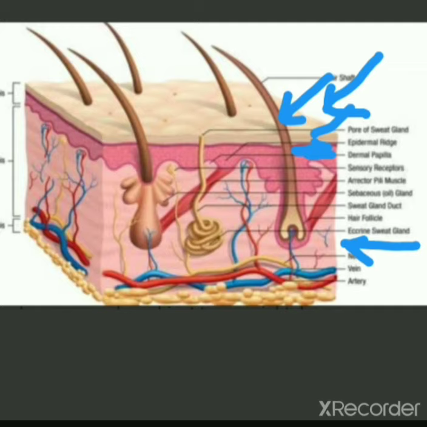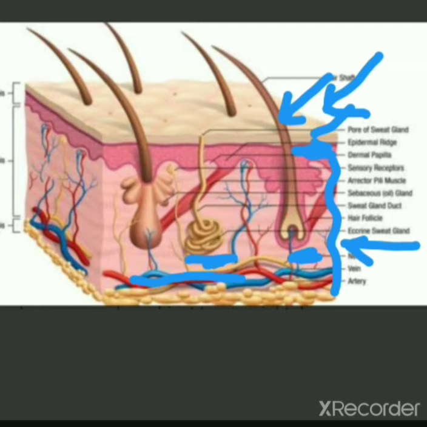Second, the inner layer of the skin, called the dermis layer. The dermis layer contains many structures. Number 1, sweat glands. Number 2, hair follicles. Number 3, blood vessels. Number 4, sensory nerves. Number 5, fatty cells. Number 6, some muscles that surround the hair.